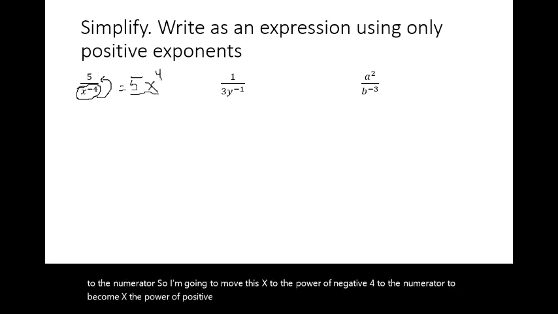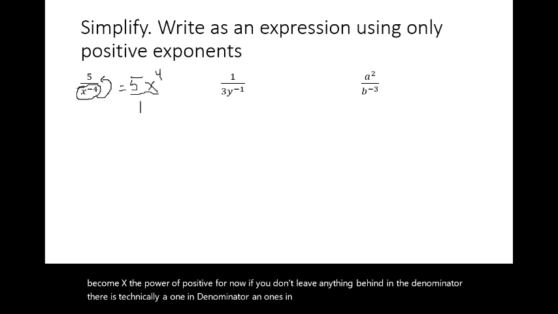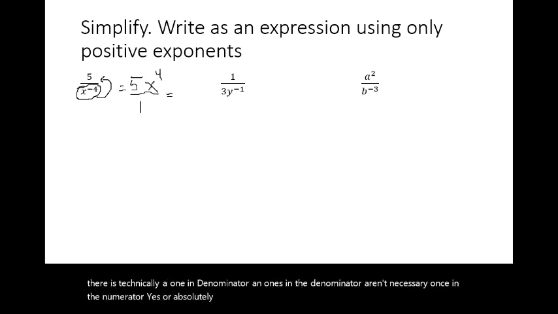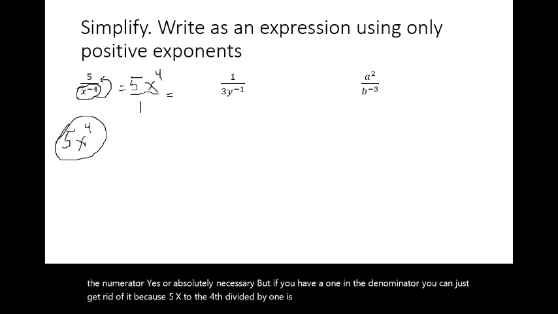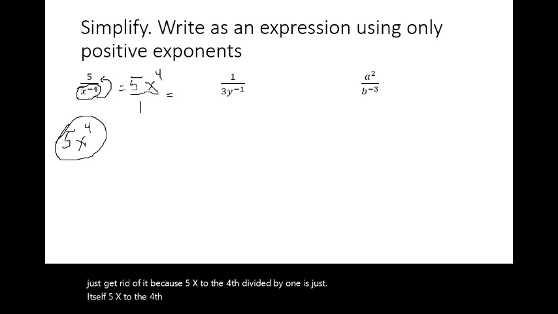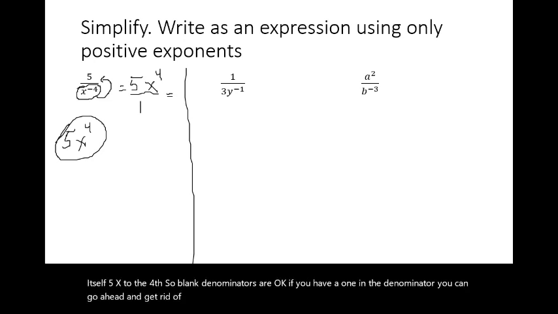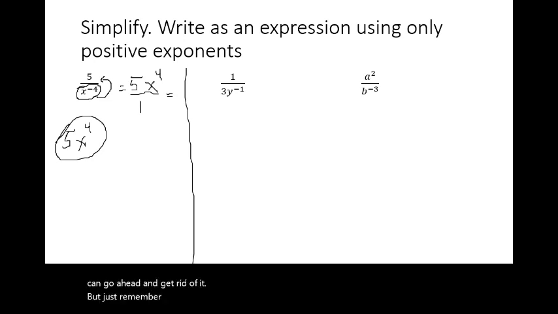Now, if you don't leave anything behind in the denominator, there is technically a 1 in the denominator. And 1s in the denominator aren't necessary. 1s in the numerator, yes, are absolutely necessary. But if you have a 1 in the denominator, you can just get rid of it, because 5x to the 4th divided by 1 is just itself, 5x to the 4th. So blank denominators are okay. If you have a 1 in the denominator, you can go ahead and get rid of it. But just remember, you can't do that for 1s in the numerator.